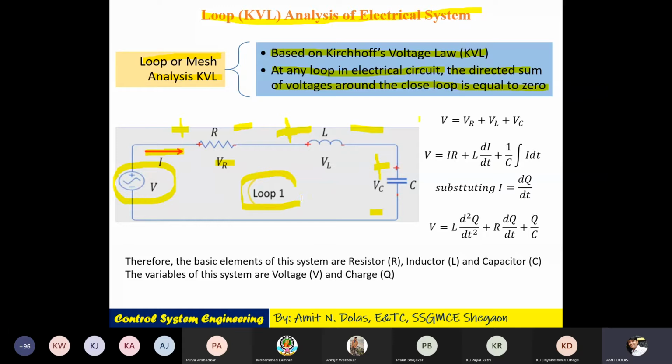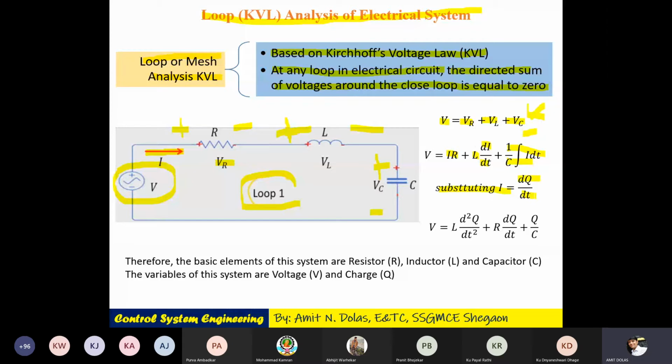Writing the loop equation, the applied voltage will be equal to the sum of all voltage drops across the elements. So V will be equal to VR plus VL plus VC. We'll write these voltages in terms of current. VR is nothing but I into R. VL is L di by dt, the rate of change of current times the inductor. And VC is 1 by C integral of I dt. So we converted into this form. Then we substitute current I is equal to dq by dt.